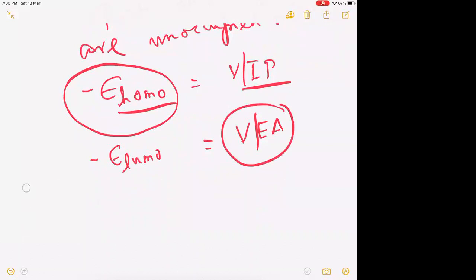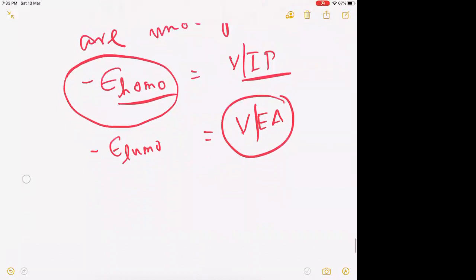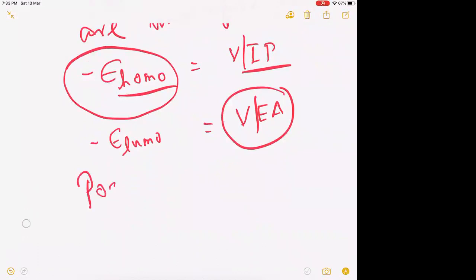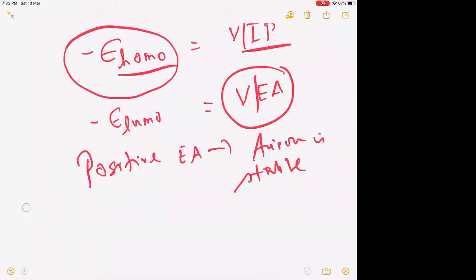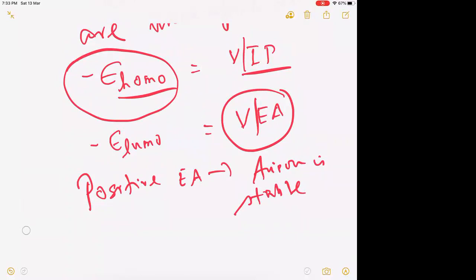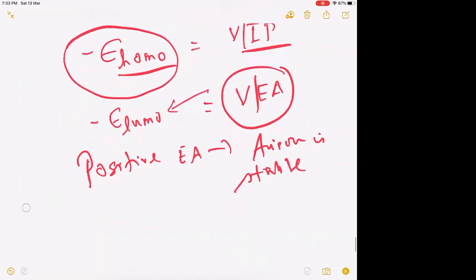Depending on that, electron affinity can be positive or negative. So if this is positive, then it is very difficult to attach an electron. If this is negative, then the electron affinity becomes positive, so you can easily attach an electron. So the anion state will also become stable. So positive electron affinity indicates that the anion is stable. You always require energy to ionize an electron, but if you put an additional electron, you may gain some energy if the electron affinity of the system is positive, and that will be determined by the negative of LUMO.